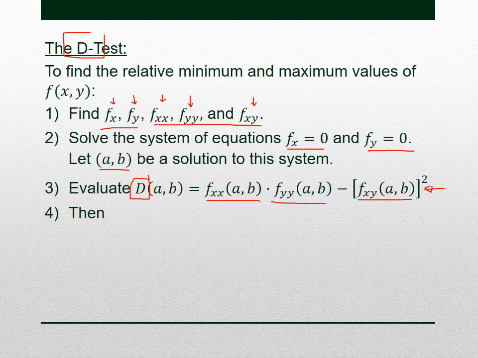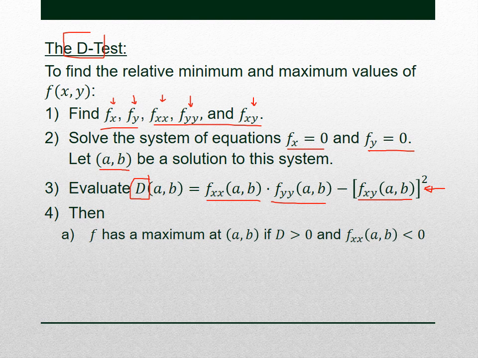Okay, and I will also give you this entire 4th step here, which tells you what everything means. So you're going to have a maximum if the number that popped out in step 3 is positive, and the second partial fxx, when you plug in your point, is negative. So if the D function was positive and fxx was negative, then your point is a relative maximum of your function.